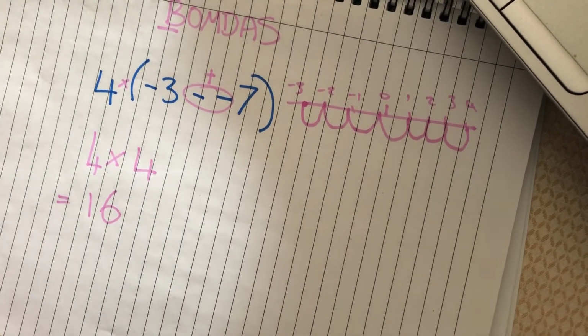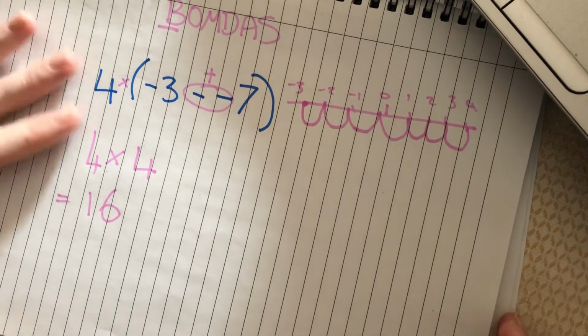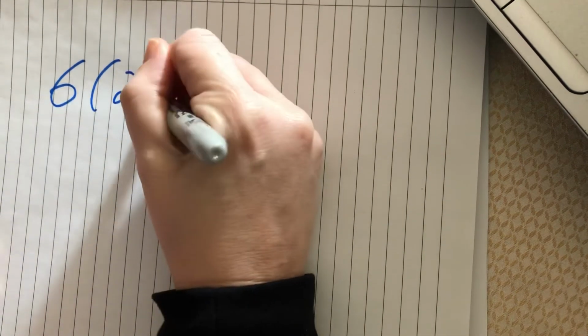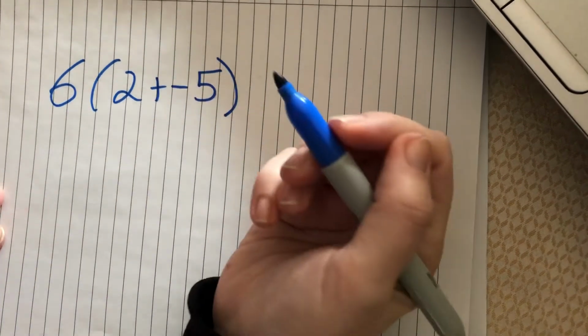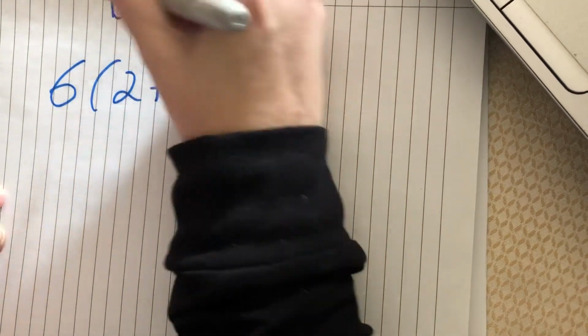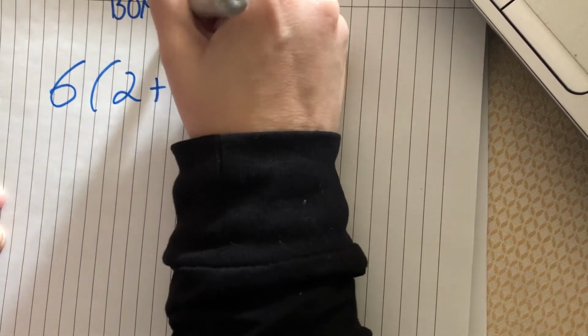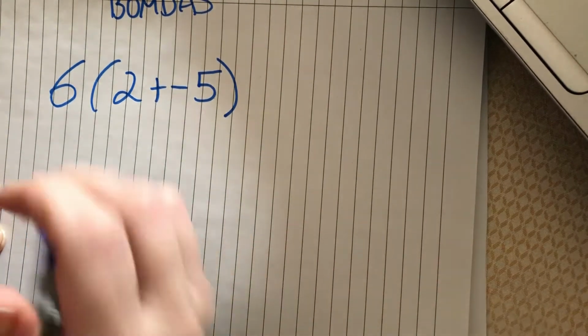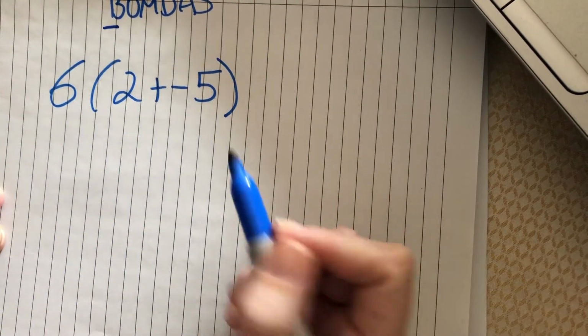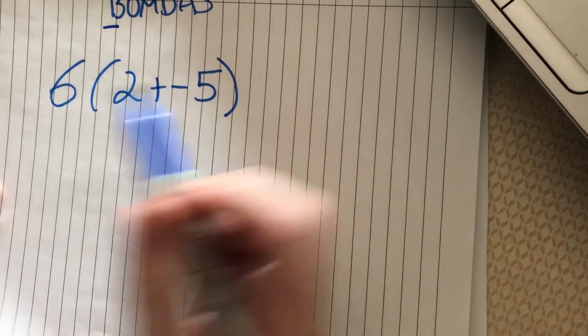Okay, let's do another one because these can be a little tricky to get our heads around. Let's do this one next: 6 bracket 2 plus -5. Remembering again BOMDAS, BIDMAS, whatever, again, order of operations. Again, we have a bracket, which means we're going to do this stuff at the very beginning.